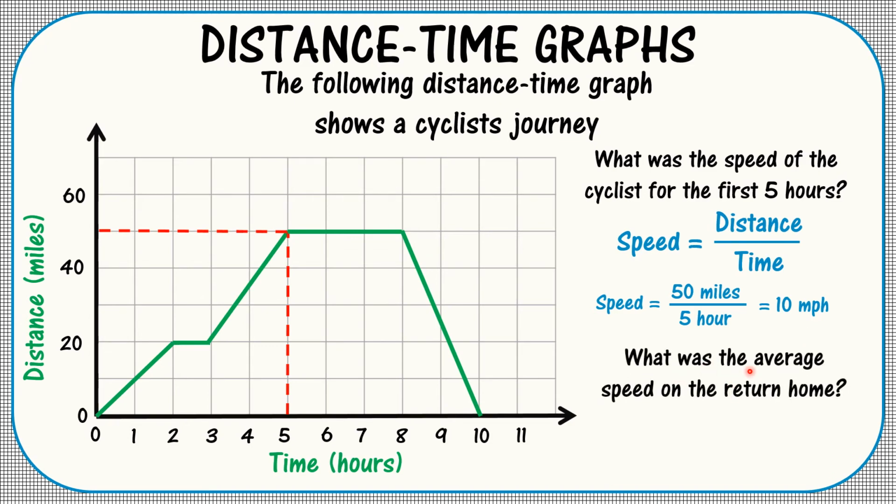Another example, what was the average speed on the return home? So we know that the return home is from this point to this point. Again, we need the distance and we need the time. As you can see, the distance from this point to this point was 50 miles and the time it took us was 2 hours. So we do 50 divided by 2, which is equal to 25 miles per hour.